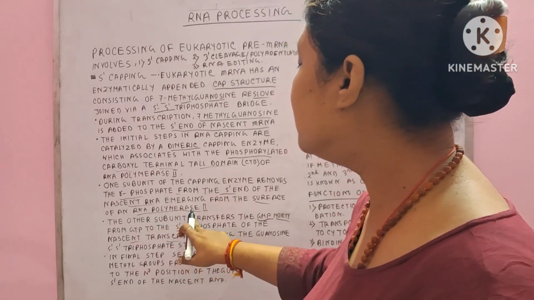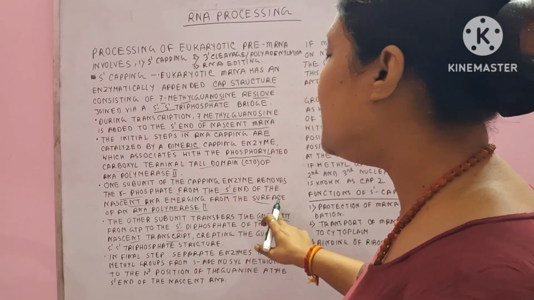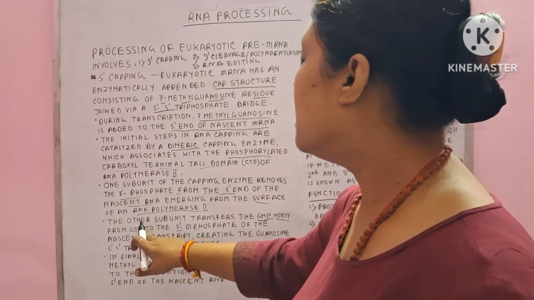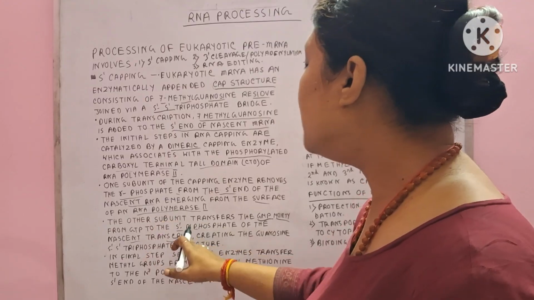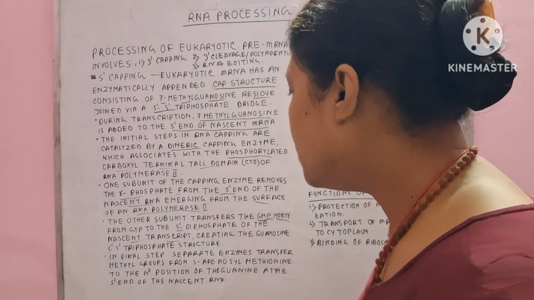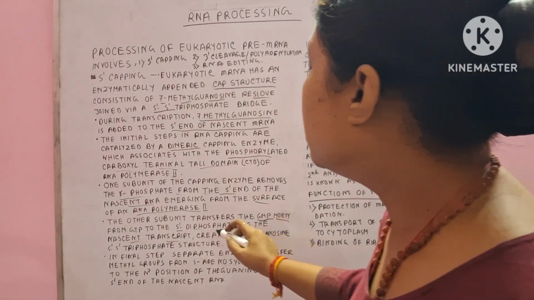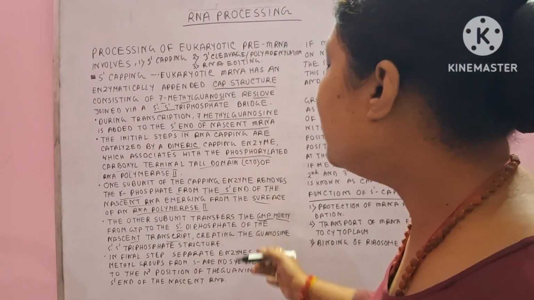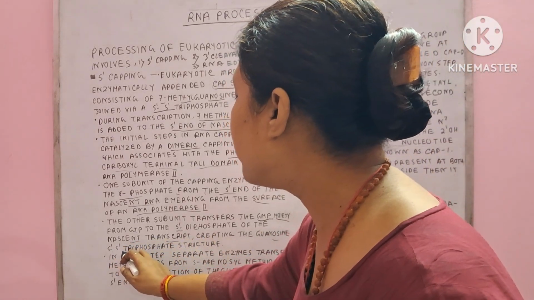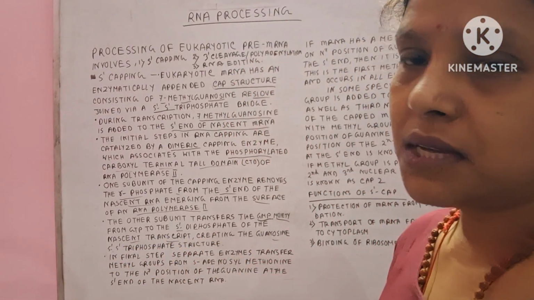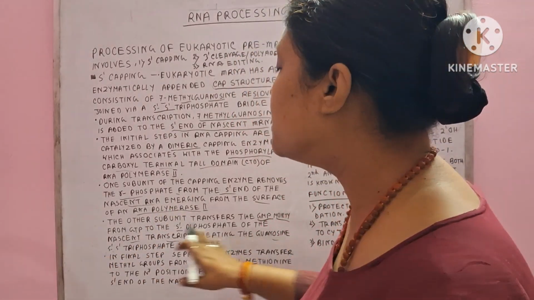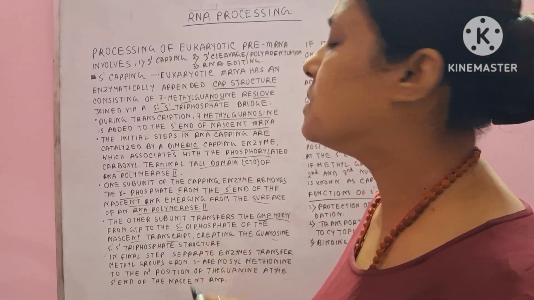So this is the function of the one subunit, and this is the function of the other subunit. The other subunit helps to transfer the GMP from where? From the GTP to the 5' diphosphate of the RNA. Okay, and in that way it creates what? That guanosine 5' triphosphate structure. In that way this subunit creates the guanosine 5' triphosphate structure.